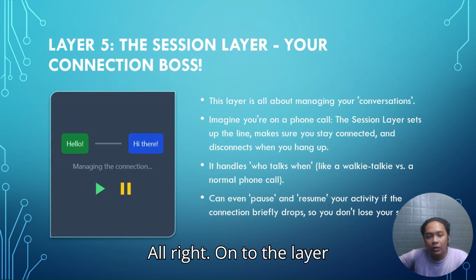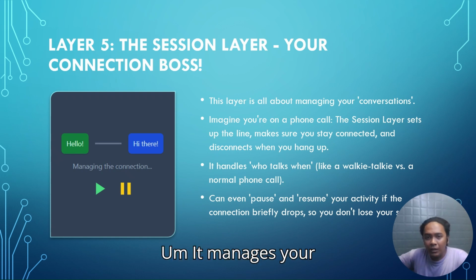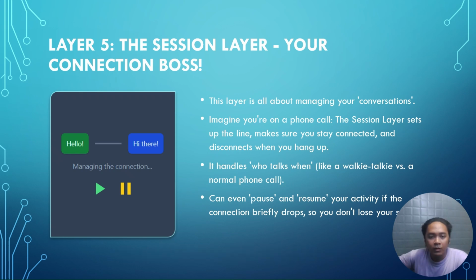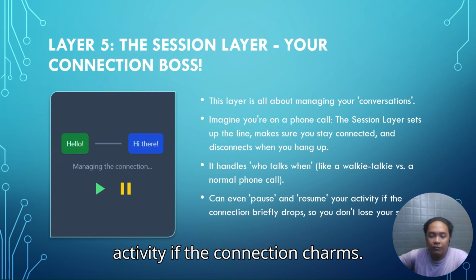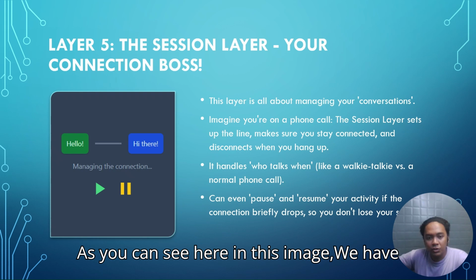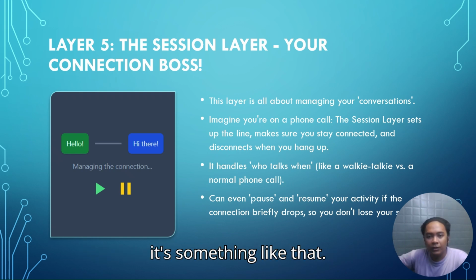All right. On to layer 5, the session layer, or your connection box. It manages your conversation like a phone call, and it handles who talks when, and can even pause or resume your activity if the connection drops. As you can see here in this image, we have the play and the pause button. So it's something like that.